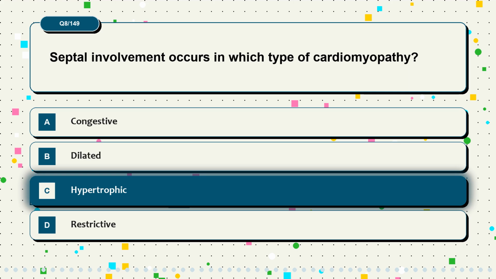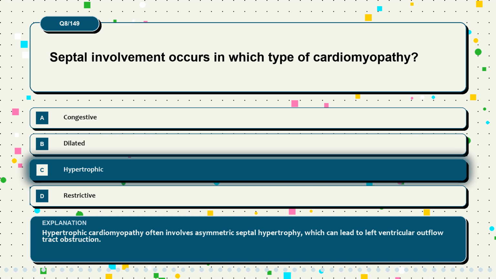The correct answer is option C, hypertrophic. Hypertrophic cardiomyopathy often involves asymmetric septal hypertrophy, which can lead to left ventricular outflow tract obstruction.